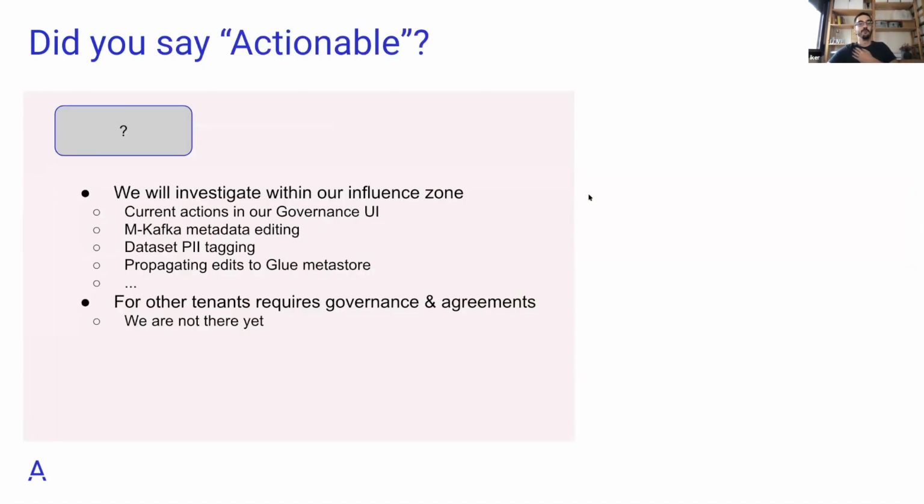And then the actionable part. We will investigate how to do this with our own things, with our own Kafka, with our own S3 data sets, with the PII information we manage. With the rest of the tenants, that will need to wait at least until next year, probably a little bit more, because we are not there yet. We are lacking governance and agreements to do so.